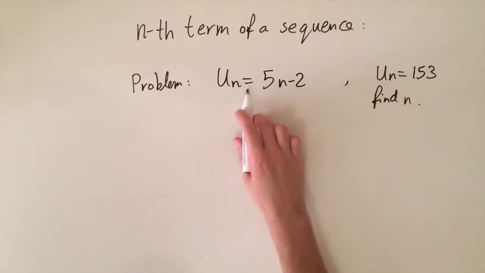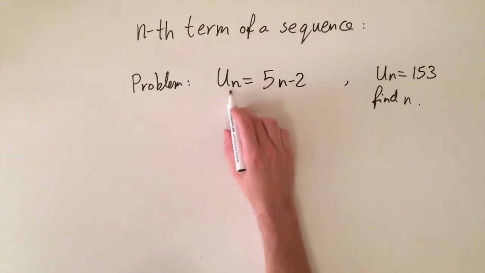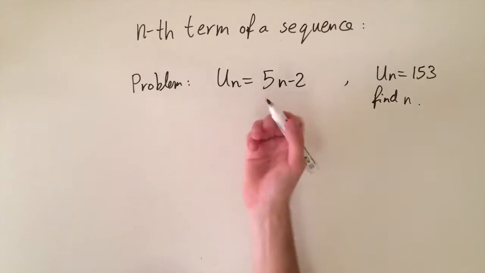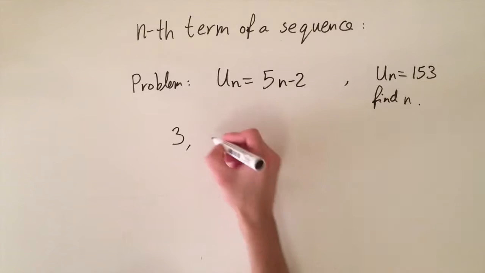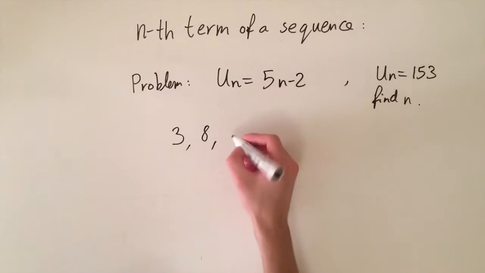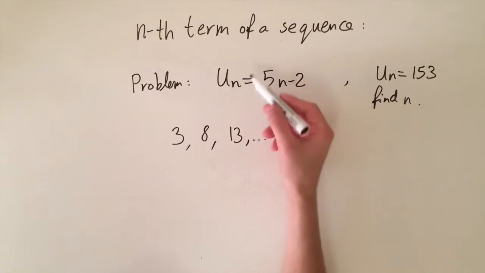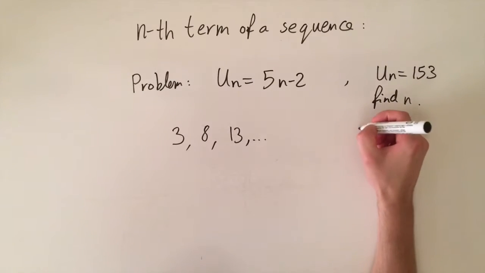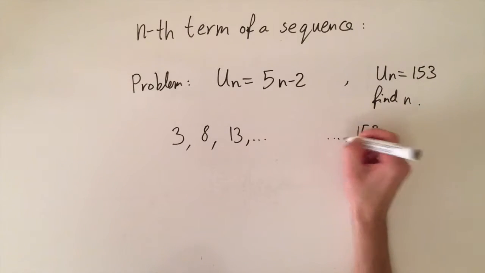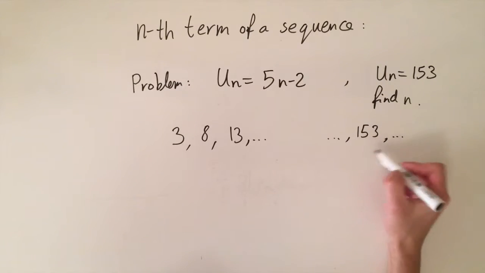We can firstly look at what this sequence looks like just by plugging in a few values of n, starting at n equal to 1 and building up. Putting n equal to 1, we get 5 minus 2, that's 3. Then n equal to 2, 10 minus 2, that's 8. And then 15 minus 2, that's 13. So this is roughly what the sequence generated by this formula looks like for the first few terms. And then we're being told that 153 appears somewhere down the line. The question is, at what point does this term appear?